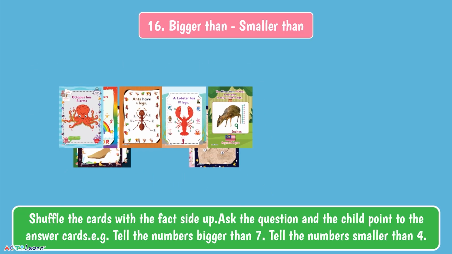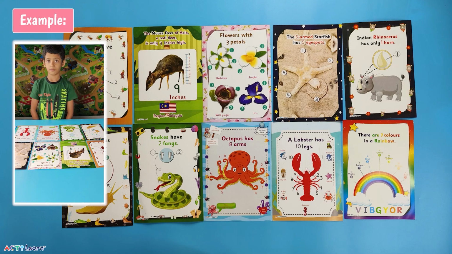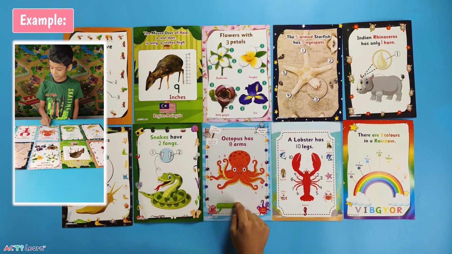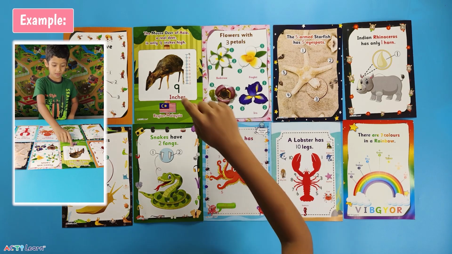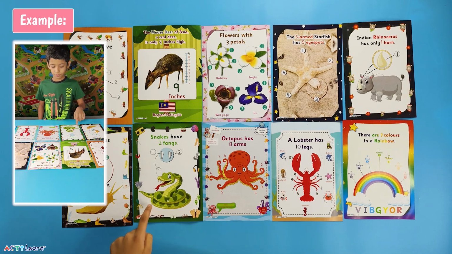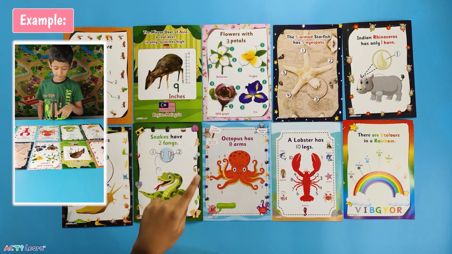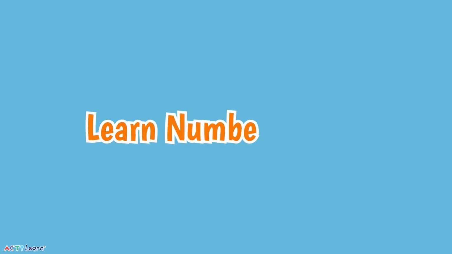The bigger than, smaller than game. Shuffle the cards with the fact side up. Ask the question and the child must point to the answer cards. Example: Tell the numbers bigger than 7. 8, 10, 9. Tell the numbers smaller than 4. 2, 3, 1.